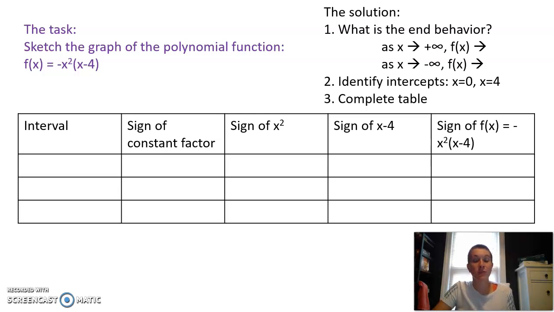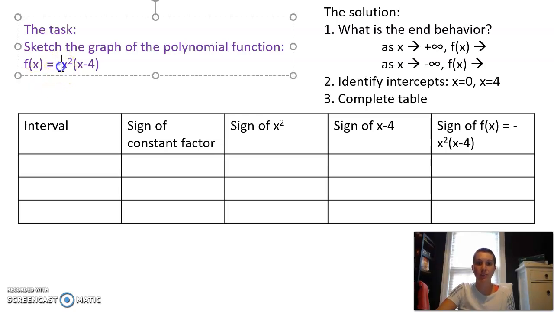So our solution has 4 different parts that we have to go through. The first is to determine the end behavior of our function, which, as you should remember, is determined by 2 things. 1, the degree of the polynomial, and 2, the sign of the polynomial function. So here we have a degree of 2 plus 1 equals 3, and our function is negative.